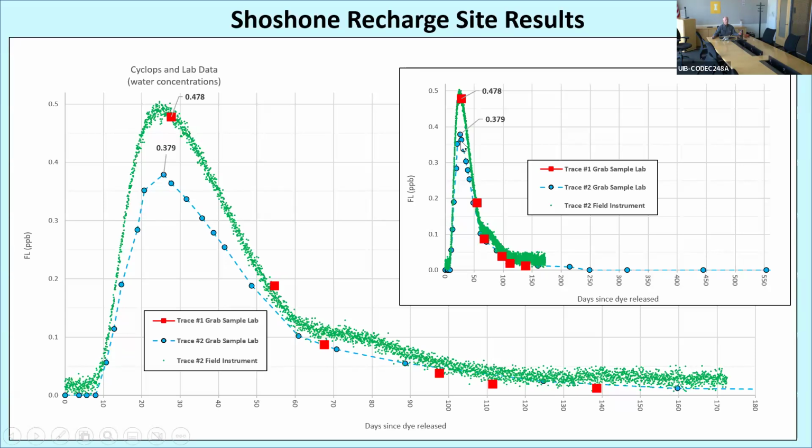Then this inset graph is just showing how we would stop collecting our instrument data because it's gone to 0 essentially. And then we continue to collect post-seeding grab water samples just to kind of monitor anything that might come through later on.